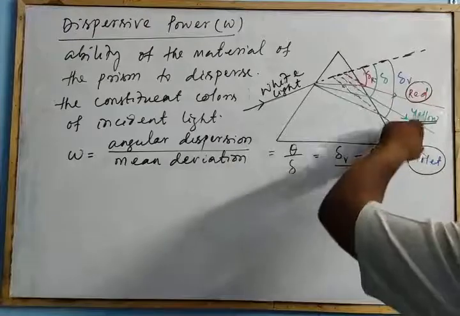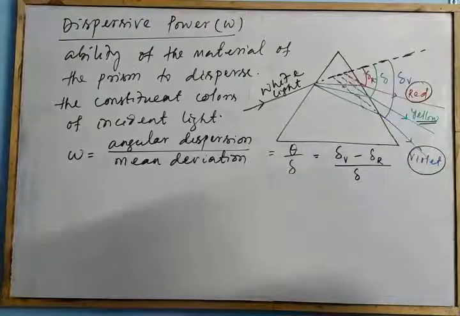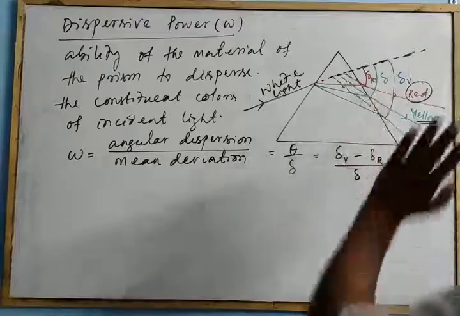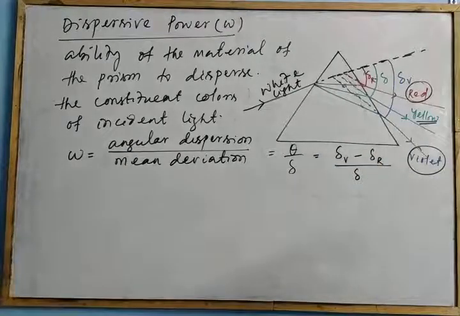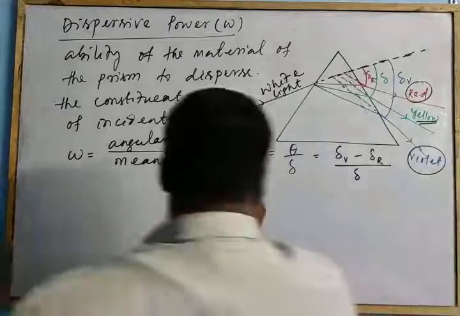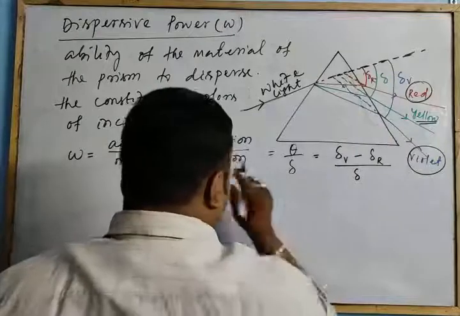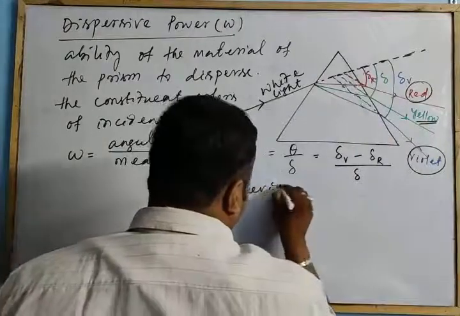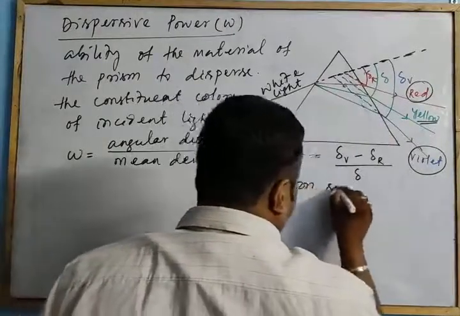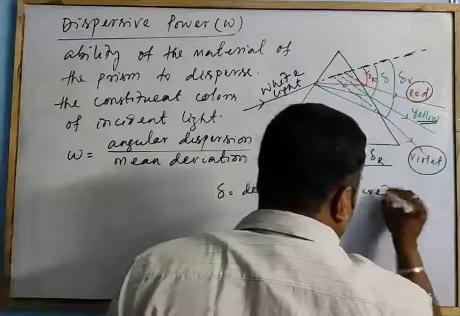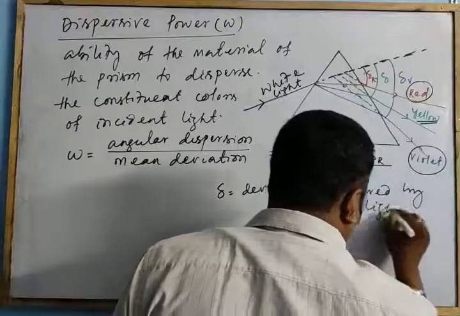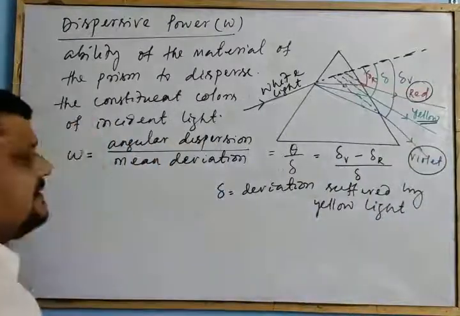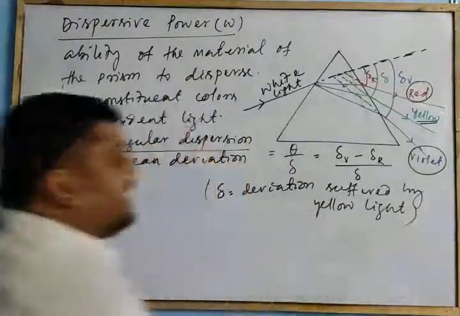The deviation produced by yellow light. That's why I have shown this yellow light as delta. Here delta is the mean deviation, that is the deviation suffered by yellow light, which is considered the mean deviation. Okay? So this is for delta.